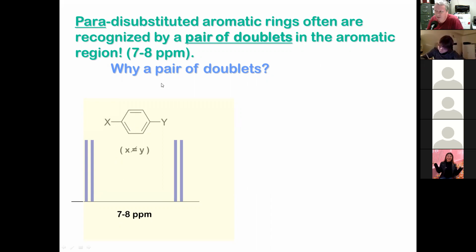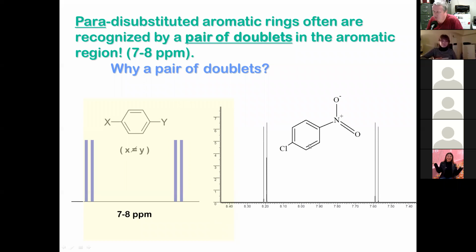So para-disubstituted is going to be a pair of doublets. This is super cool because we can identify if it's a para, and we also have meta and ortho. Those are the other disubstituted benzenes, and we can identify them. We say, oh, a pair of doublets is a para-disubstituted benzene.